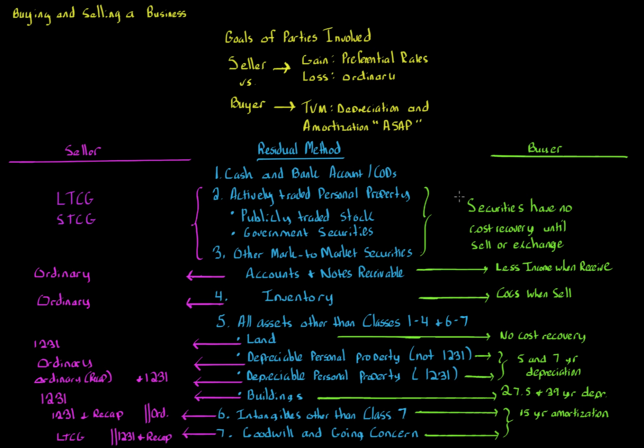Now, before we actually go through how we allocate the purchase price and sales price of a business using the residual method, I just want to talk about some general considerations. One thing I want to mention is that it's important to consider, with respect to this purchase and sale of a business, whether the payment will be now versus later. So I'm talking really about an installment arrangement.